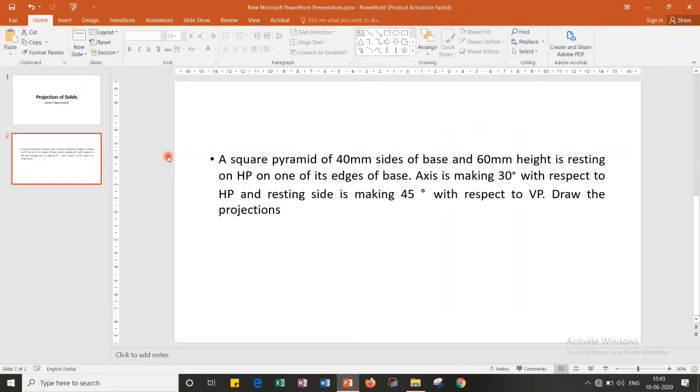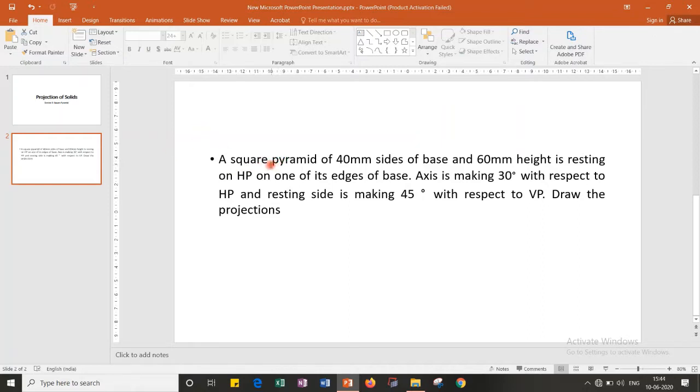The question is: a square pyramid of 40 mm sides of base and 60 mm height is resting on HP on one of its edges of base. The axis is making 30 degrees with respect to HP and the resting side is making 45 degrees with respect to VP. Draw the projections. First, whenever a question is given, identify whether the given object is a prism or pyramid.